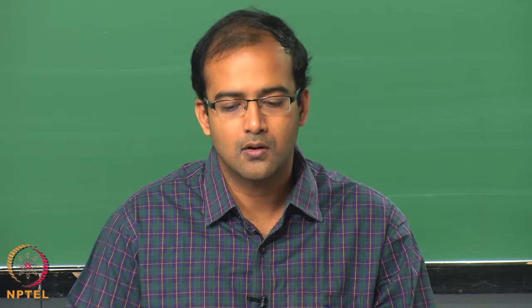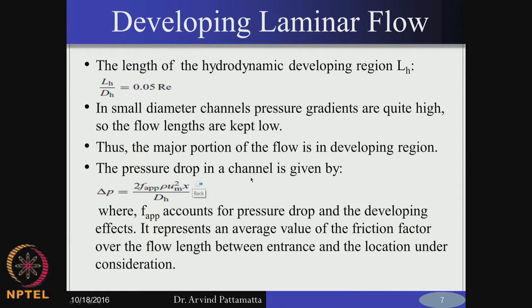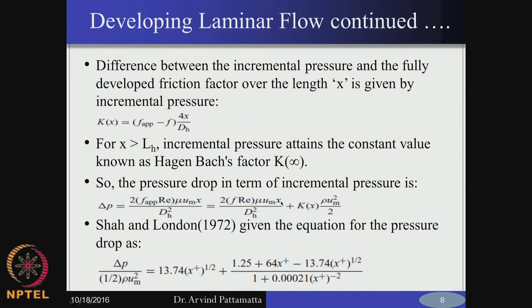So, you also have to account for the developing section, and this is obtained through the way we define the apparent friction factor. The apparent friction factor now has two contributions, one from the fully developed friction factor and the other from the pressure drop in the developing region. So, if you are talking about lengths which are greater than the developing length, this factor K of x becomes the Hagenbach factor K of infinity, that becomes a constant if your x is greater than LH.